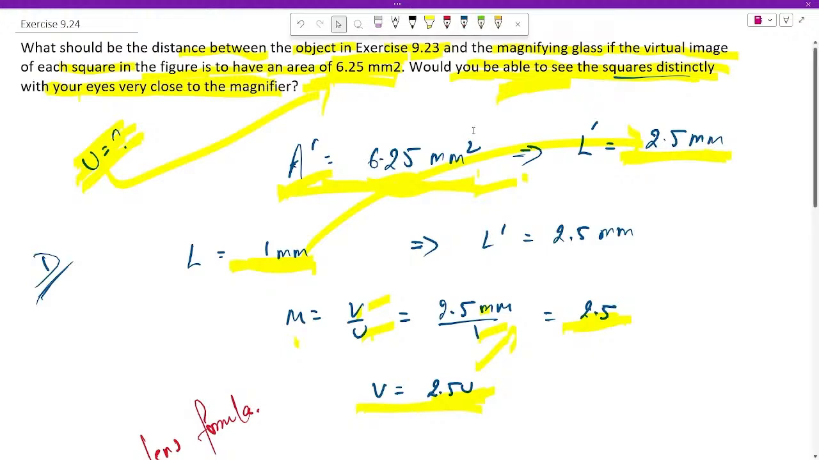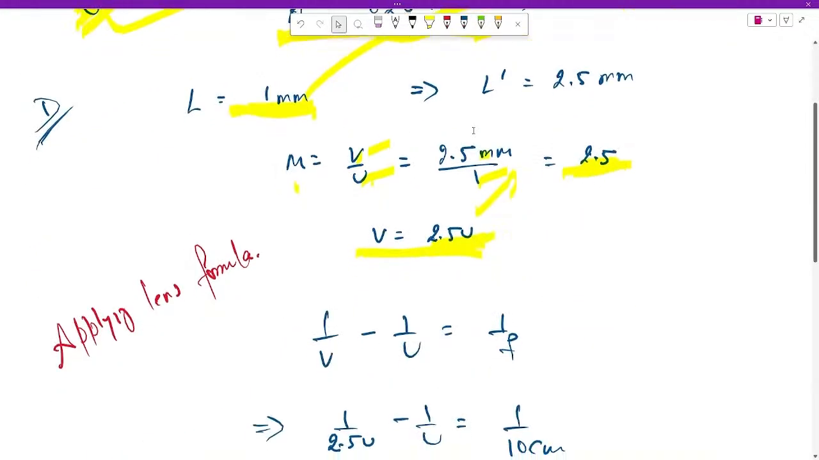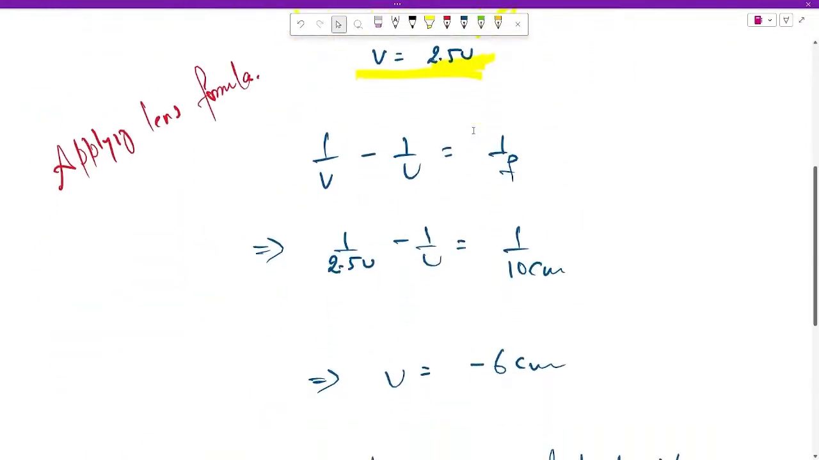So let's use the lens equation to find out the value of U first. So 1 by V minus 1 by U would be equal to 1 by F. Now V in terms of U is equal to 2.5 U. Now 1 by U is as it is. Now 1 by F would be equal to 1 by 10. Now the value of U calculated is minus 6 centimeter.